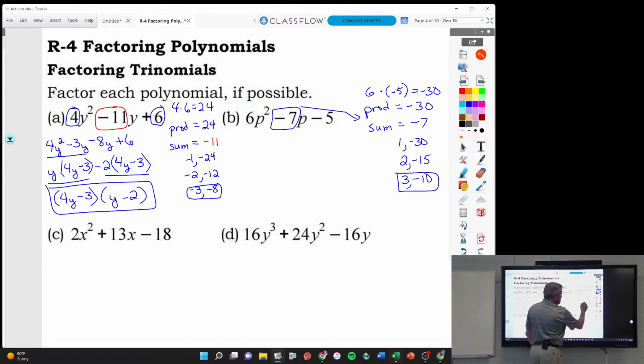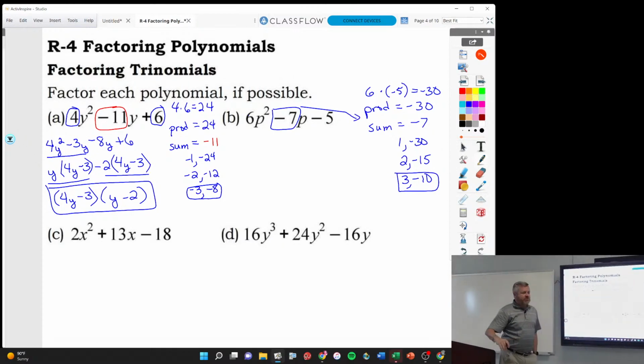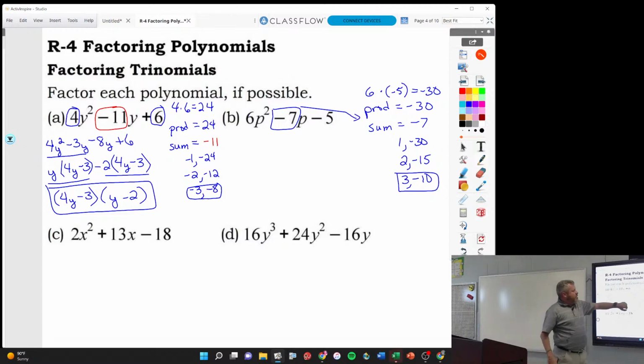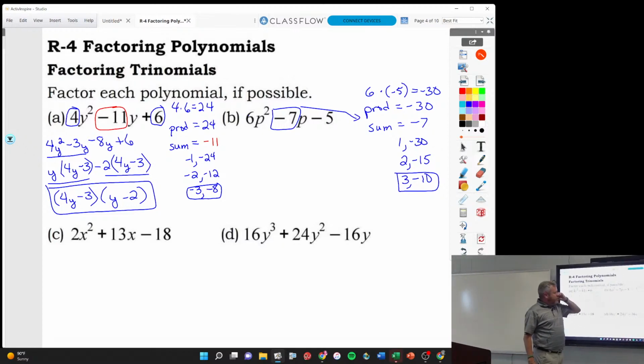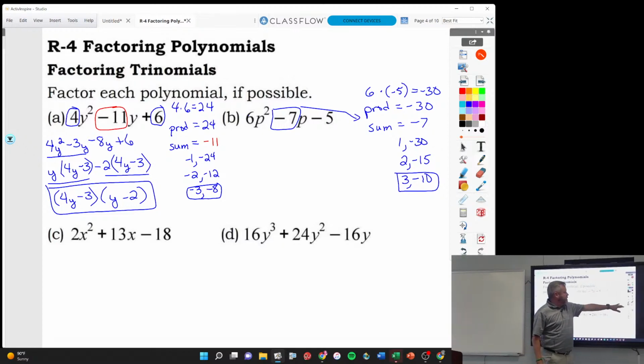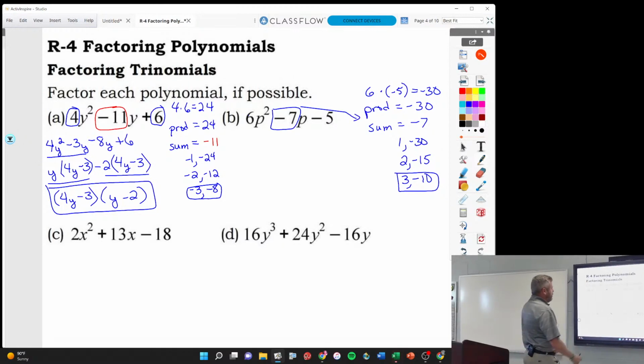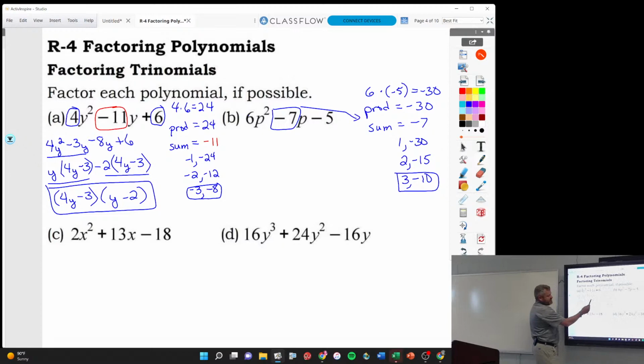Those are the numbers that I need, so I don't need to keep going and keep trying different numbers to see what works. So just like I did in problem A, when I separated the negative 11y into the negative 3y and the negative 8y, I'm now going to break up this negative 7p into a 3p and a negative 10p. If you recall, we've had several problems where the second one was negative. So we had this negative 8y here.